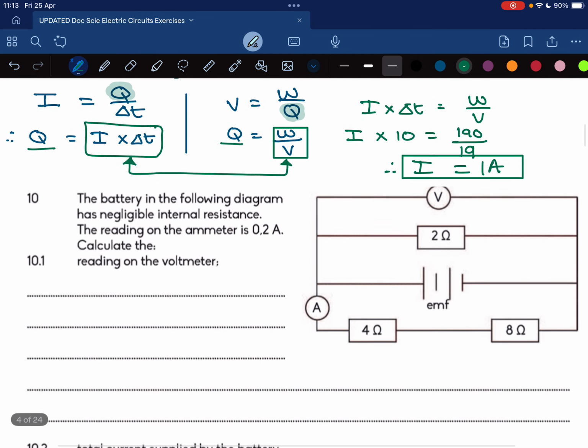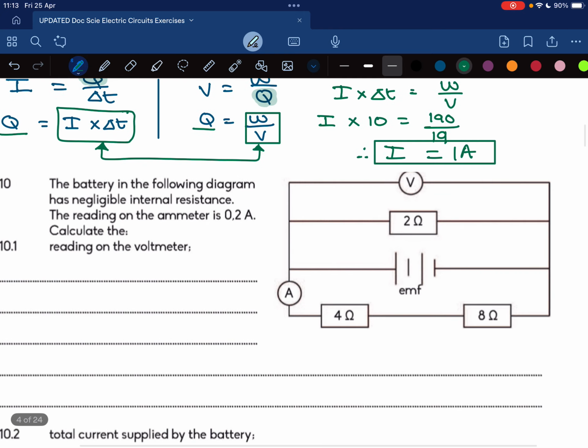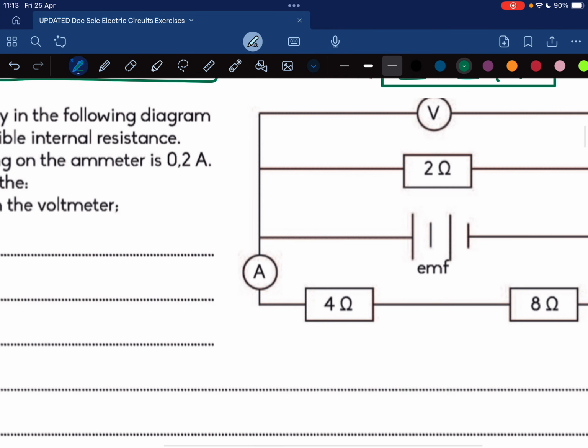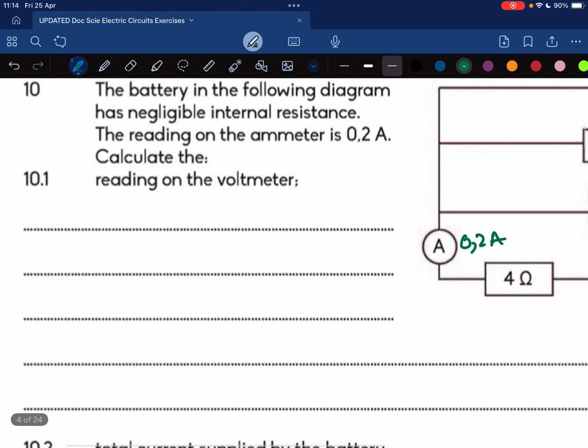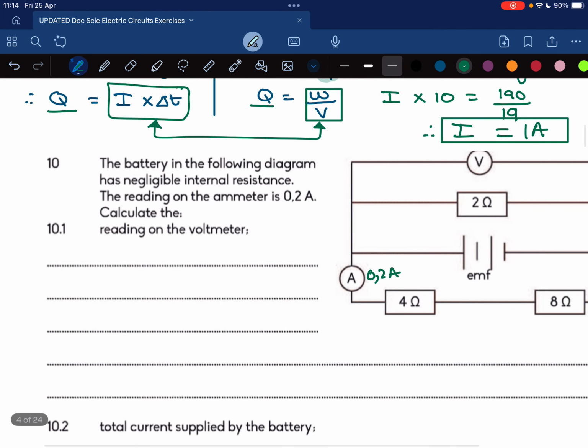Okay, so number 10, it says the battery has negligible internal resistance. The reading on the ammeter is 0.2 amps. Okay, so let's put that in, 0.2 amps. Calculate the reading on the voltmeter.